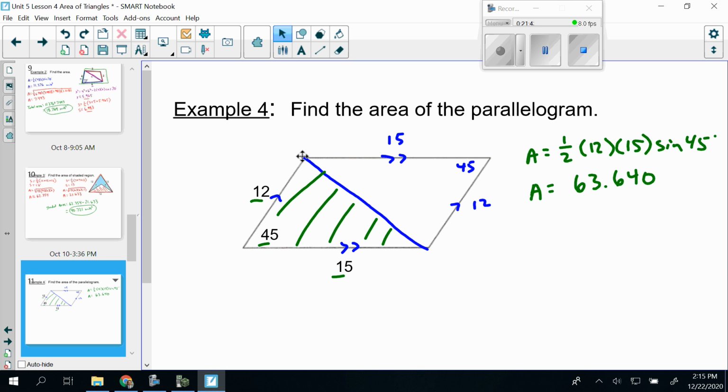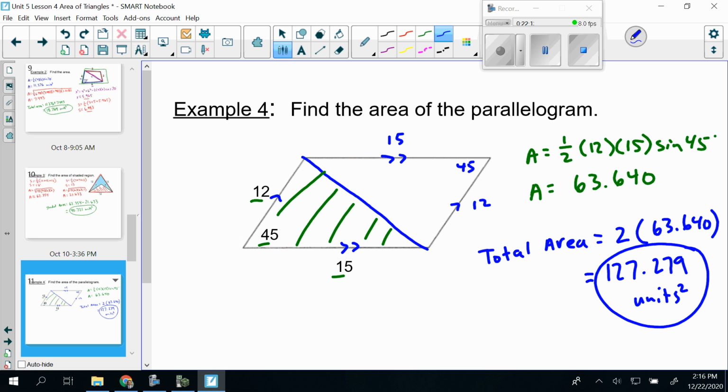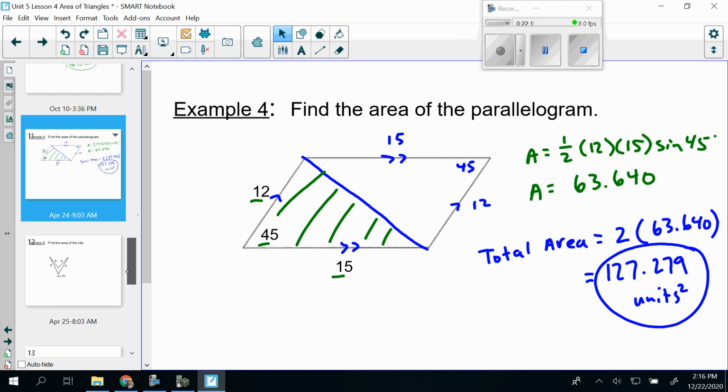So now total area, either add two of these together or double it, so it'd be 2 times the area we just got. And that should come out to be approximately 127.27 units squared. So if you can find quick ways of doing it like that one, go for it.